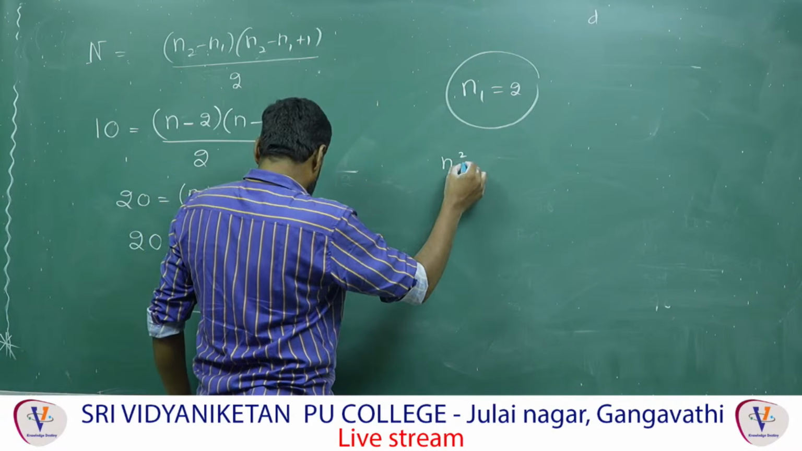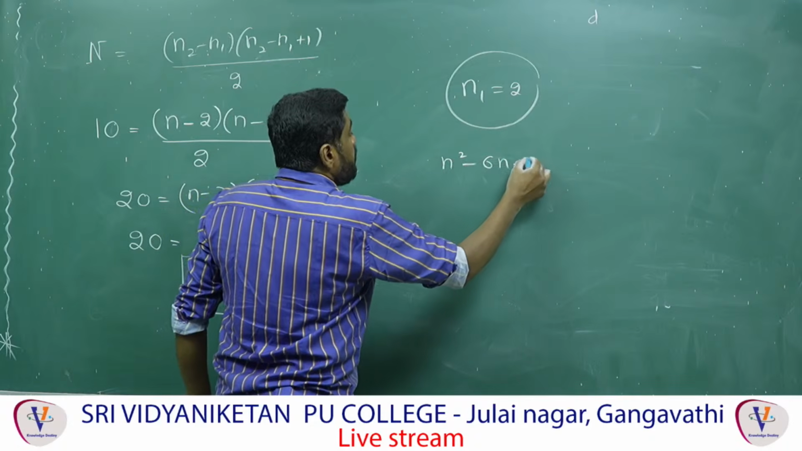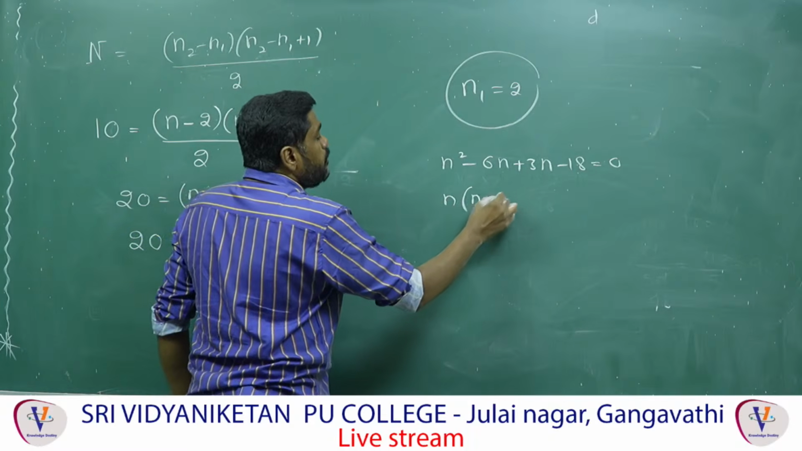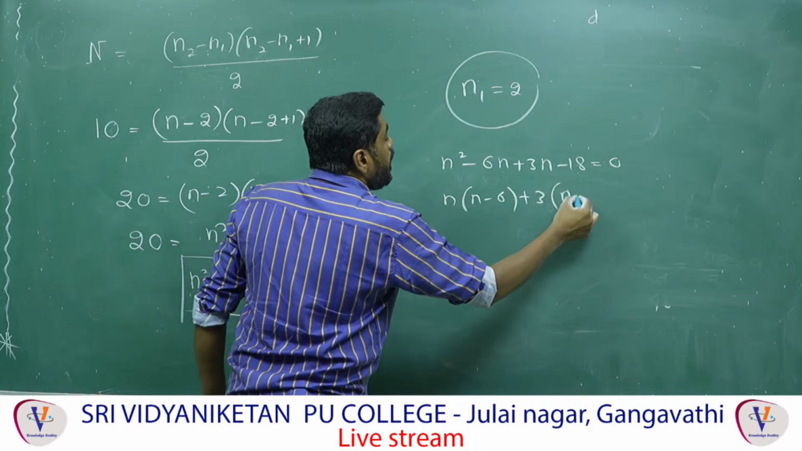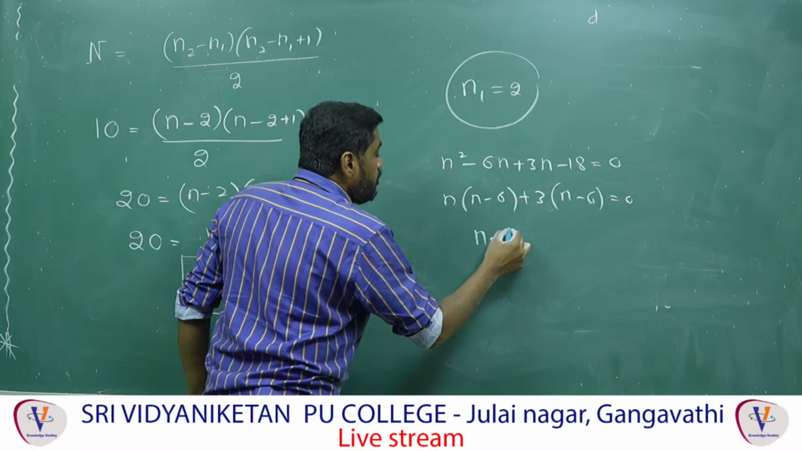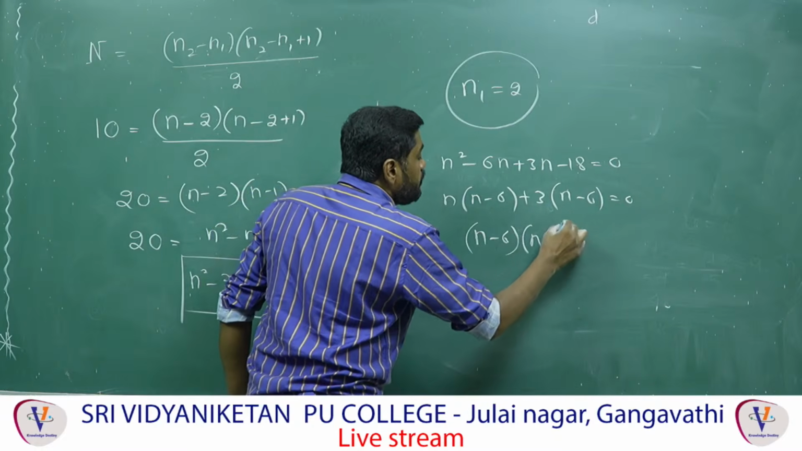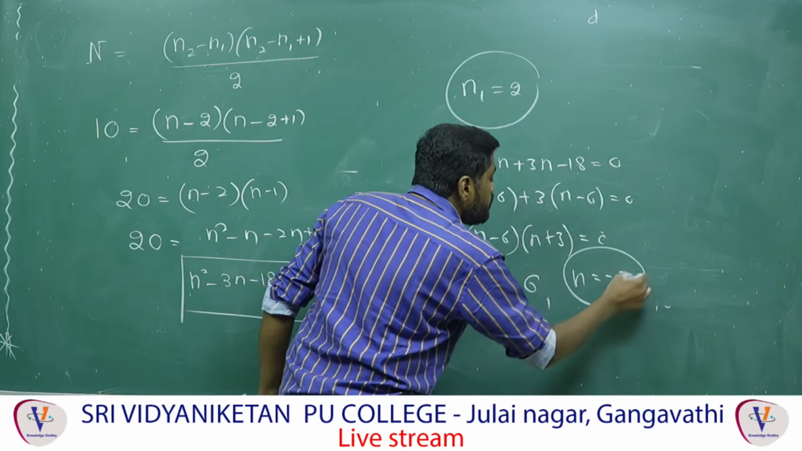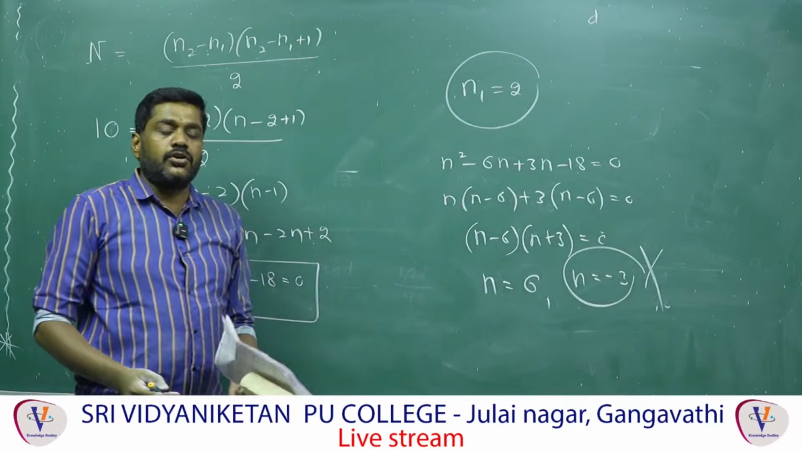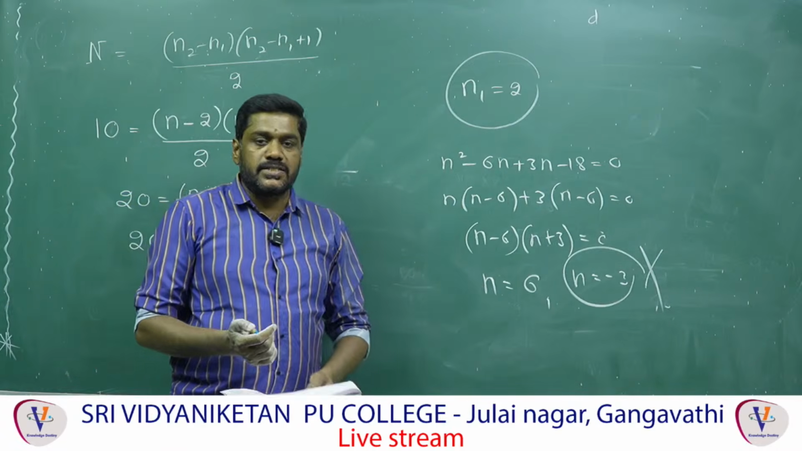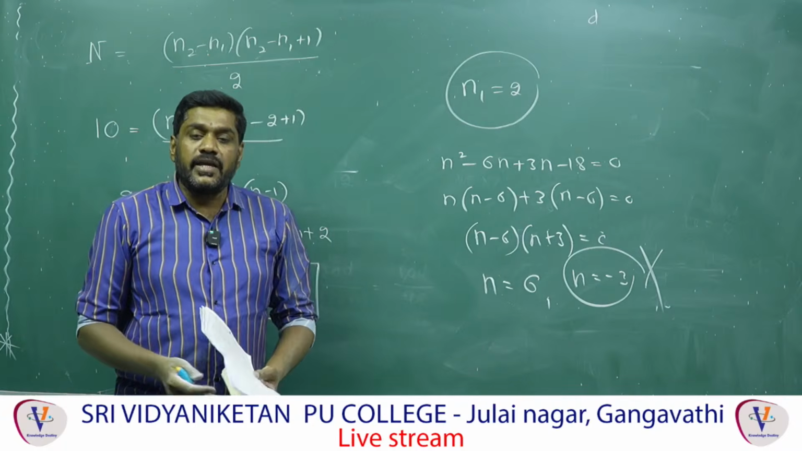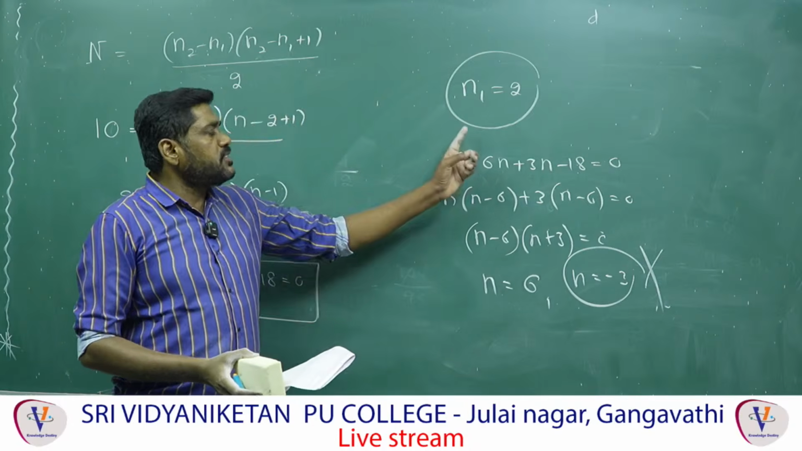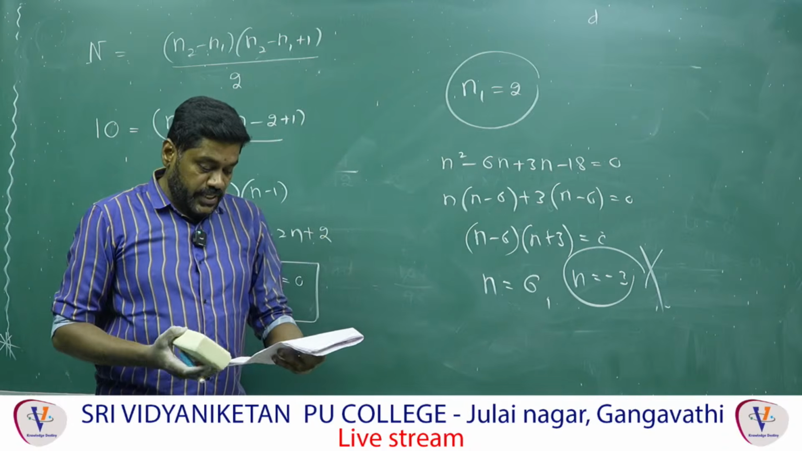So, n square minus 6n plus 3n minus 18 is equal to 0, and this is n into (n minus 6) plus 3 into (n minus 6) is equal to 0. So, (n minus 6) into (n plus 3) is equal to 0, n is equal to 6 or n is equal to minus 3. So, this is not considered, because it is a negative answer, we should not consider it, and n is equal to 6 means what? The higher orbit from which the electron is jumping to the second orbit, or first excited state, is n is equal to 6.